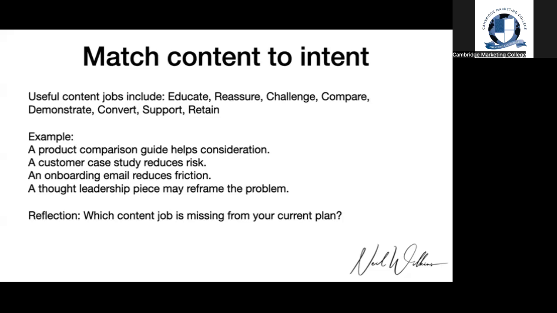So think for a minute about what content jobs might be missing from your current plan. That's a useful little list because, in essence, at some point in the customer journey, those content jobs, those roles that content has, should probably be there for all the brands, all the marketers that are serving customers. We need to educate and reassure and challenge and compare, demonstrate, convert, support and retain. We all do, no matter what industry we're serving, no matter what our segment definitions are. Those are content intentions that are really important.